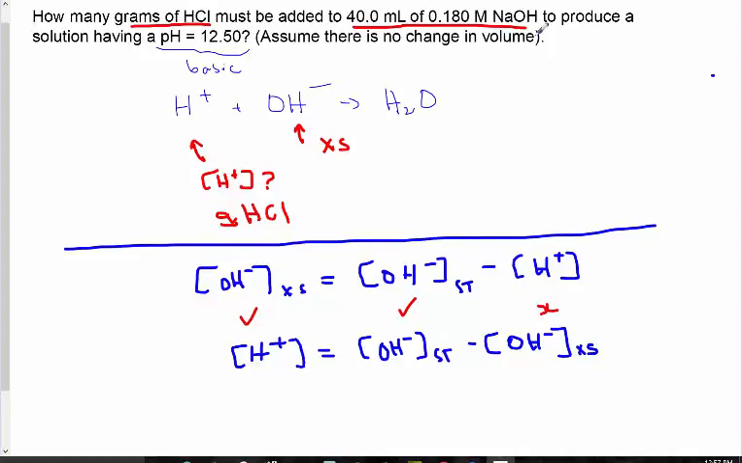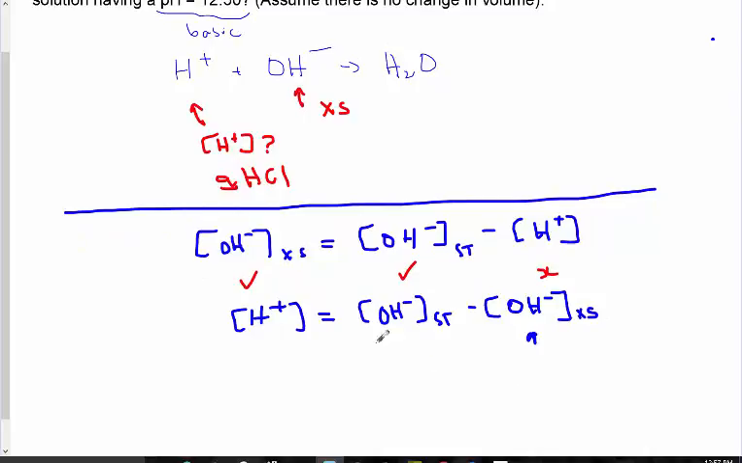Now we can start by solving for the concentration of OH minus in excess. Doesn't matter, either one. Let's just go ahead and start with this one right here, the concentration of hydroxide ion in excess, because that's a really straightforward calculation. So our first step is that we want to find the concentration of OH minus in excess, which, by the way, is simply how much was left over after the reaction.